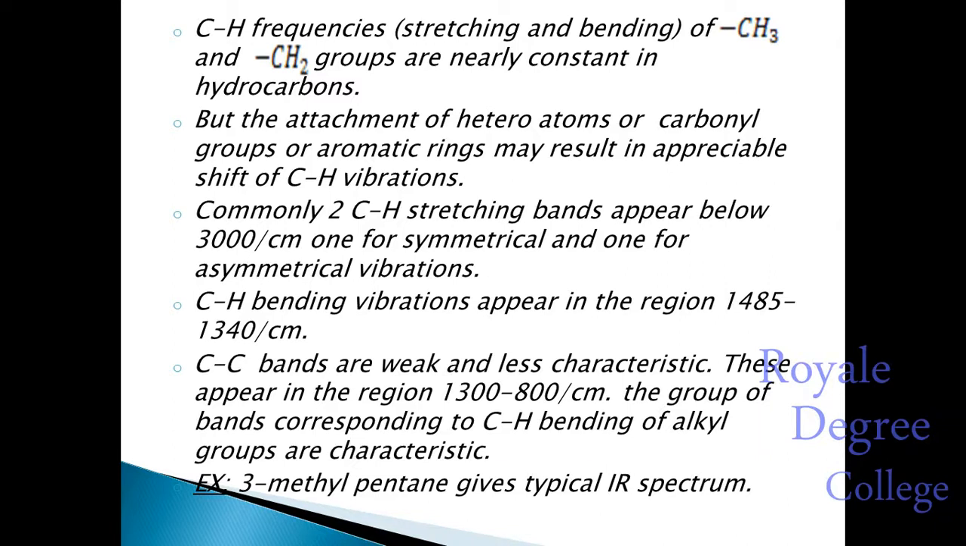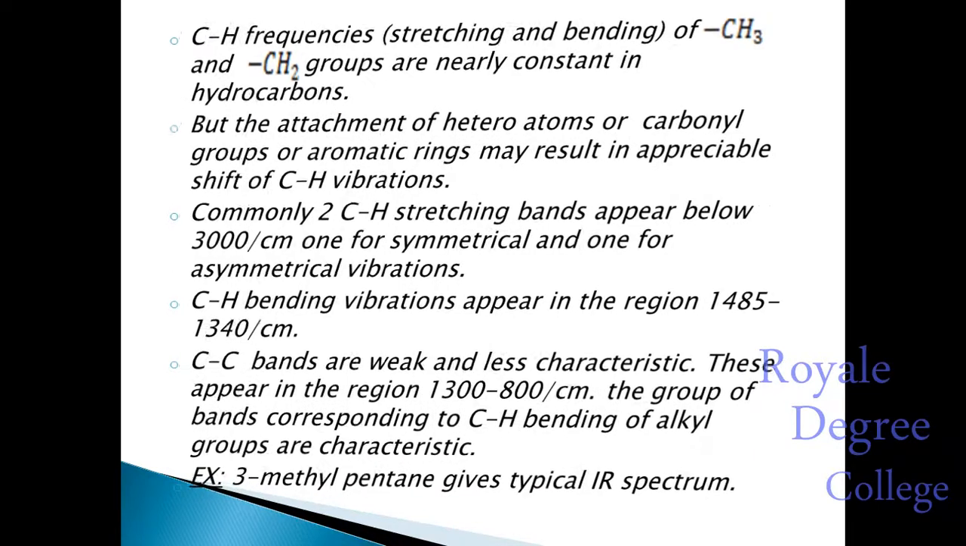C-C bands are weak and less characteristic. These appear in the region between 1300 to 800 per centimeter. The group of bands corresponding to C-H bending of alkyl groups are characteristic. Example, 3-methyl pentane gives typical infrared spectrum.